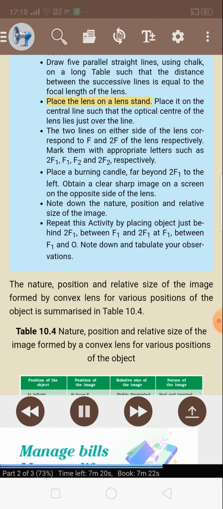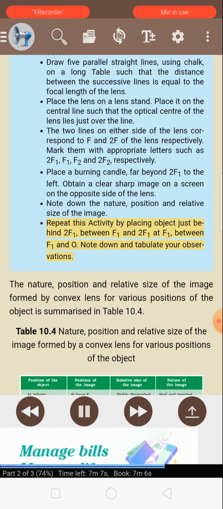Place the lens on a lens stand. Place it on the central line such that the optical center of the lens lies just over the line. The two lines on either side of the lens correspond to f and 2f of the lens respectively. Mark them with appropriate letters such as 2F1, F1, F2, and 2F2, respectively. Place a burning candle far beyond 2F1 to the left. Obtain a clear sharp image on a screen on the opposite side of the lens. Note down the nature, position, and relative size of the image.